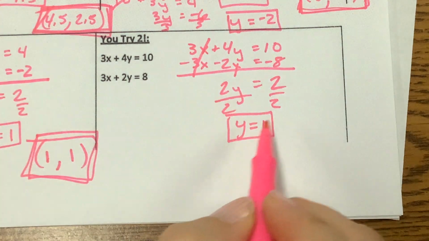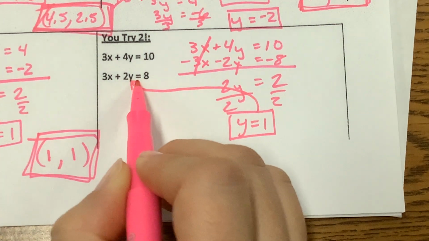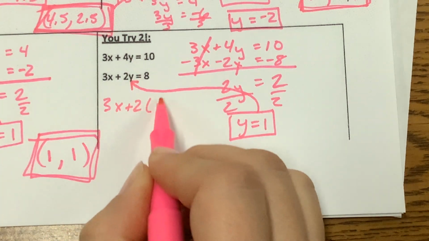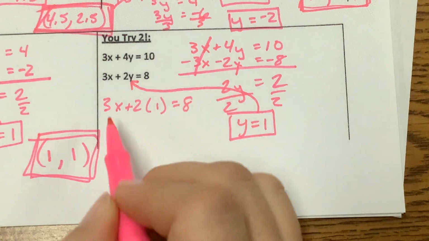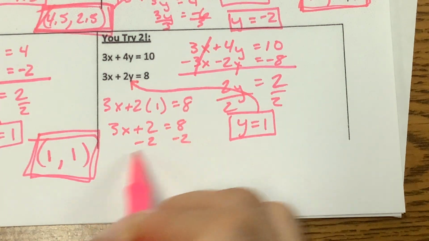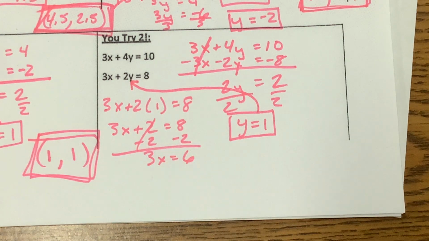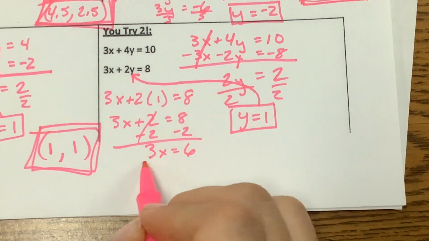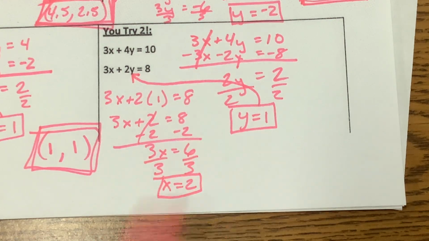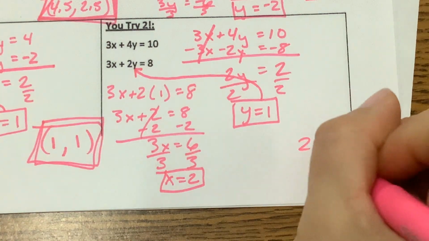Okay, so now, the only difference is instead of placing it in for x, we're just placing it in for y. So it goes back in here to this equation. 3x plus 2 times 1 equals 8. So 3x plus 2 equals 8. Subtract 2. 3x equals 6. Divide by 3, and x equals 2. So what is my final answer to this? 2, 1.